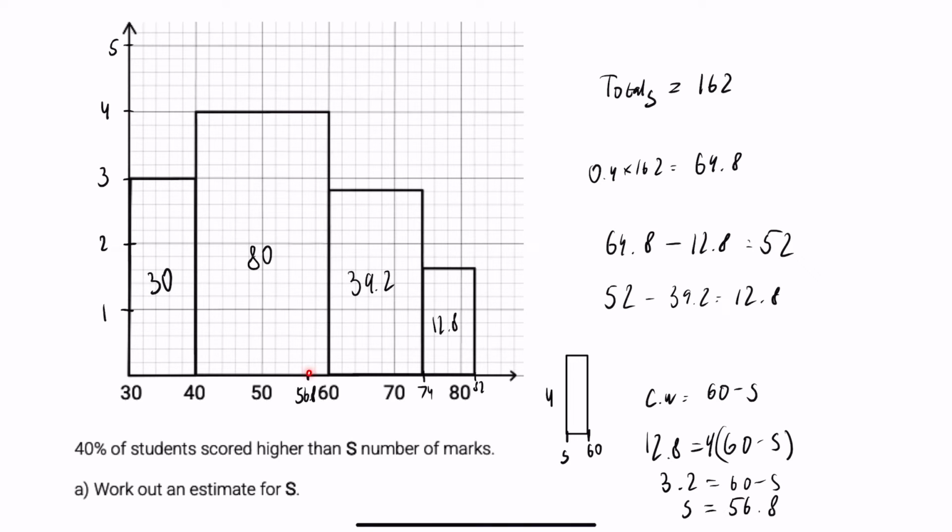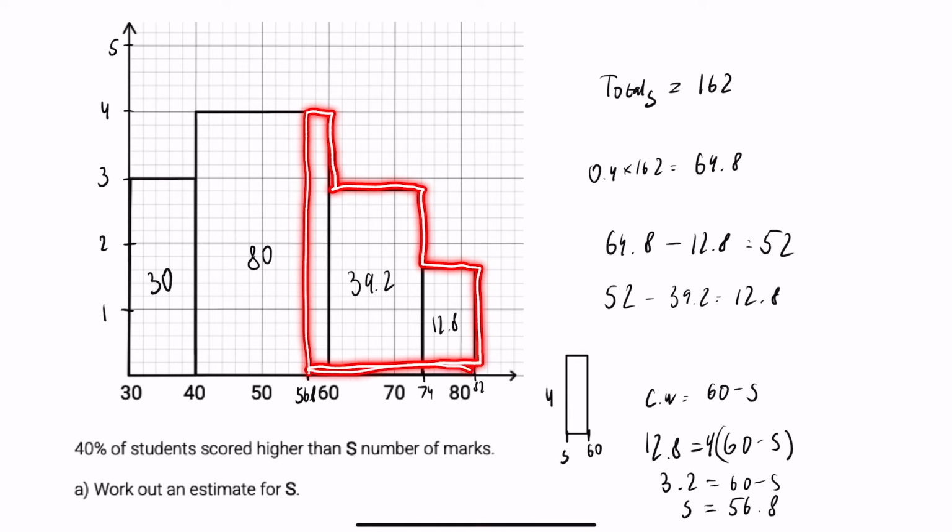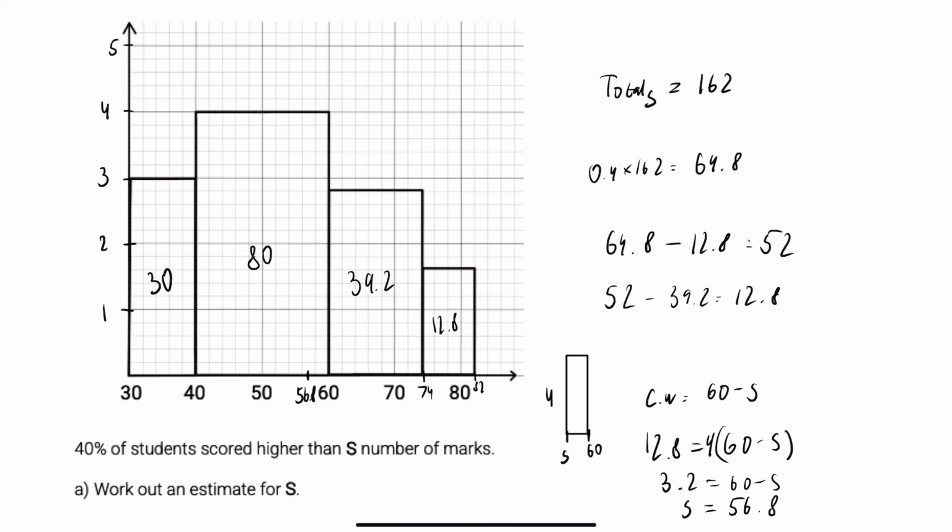That means if we were to draw around all of these bars, this would be the 40% of students who scored higher than S. Again, we used randomly assigned frequency densities, so all of these frequencies aren't real. These frequency densities could be 0.1 or 0.2, or they could be 10 or 20, whatever it can be. We allocated those numbers randomly.